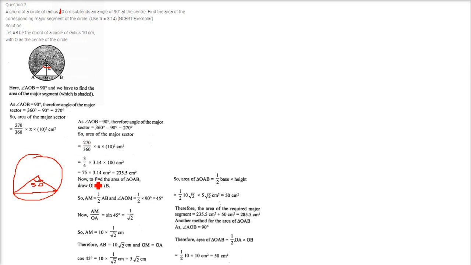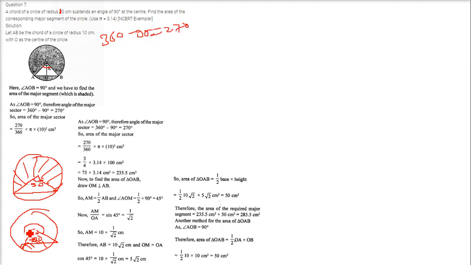The question here is somewhat different. We don't just have to find this area; basically, we have to find this area. I hope you got the idea. For that, we could find this minor segment area, or rather, what we can do here is, we have a sector here with 90 degrees. But what is this other angle? 360 minus 90, which is 270. So this is the angle 270 from here to here.